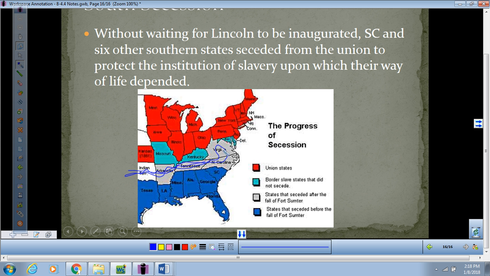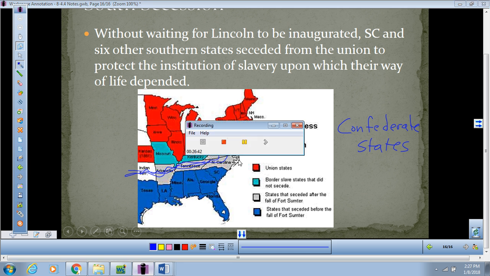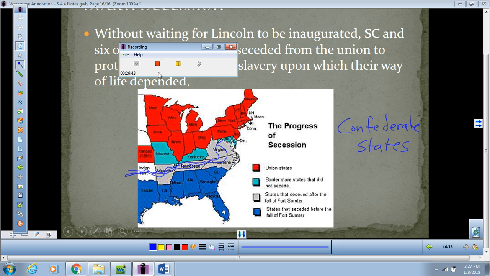After Fort Sumter, Virginia split, and West Virginia was formed, and said, we're not breaking away, but that lower part is. North Carolina seceded later, Tennessee, Arkansas eventually, and they would form. Does anybody know the name of the blue states? That's right. They formed the Confederate States of America. And they said, we're not listening. We got our own president. His name's Jefferson Davis. Any questions?